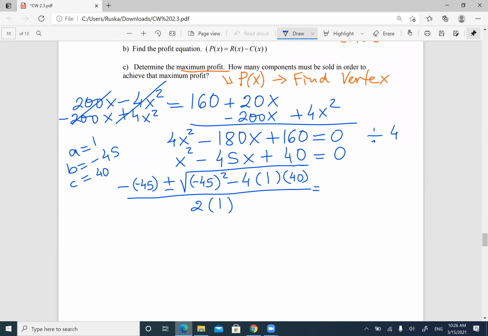So I'm going to have negative and negative, it's positive 45 plus or minus square root, everything over 2. Okay, so now what is 45 squared? It's 2025 minus 4 times 4 is 160, right?